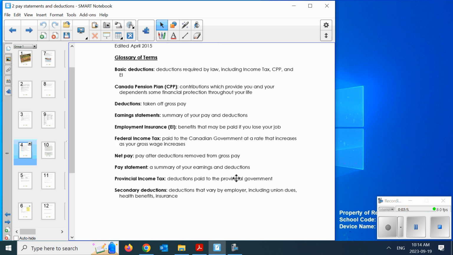Pay statement summary. Provincial income tax too: every province is different. Alberta has smaller provincial taxes than Saskatchewan does, for example, and it's paid to the provincial government. Secondary deductions can vary. It's not the same throughout Canada. It varies by your employer, including union dues, possibly health benefits and insurance. Nothing's free, but they're actually really good things to pay for, so be thankful if you have those deductions.